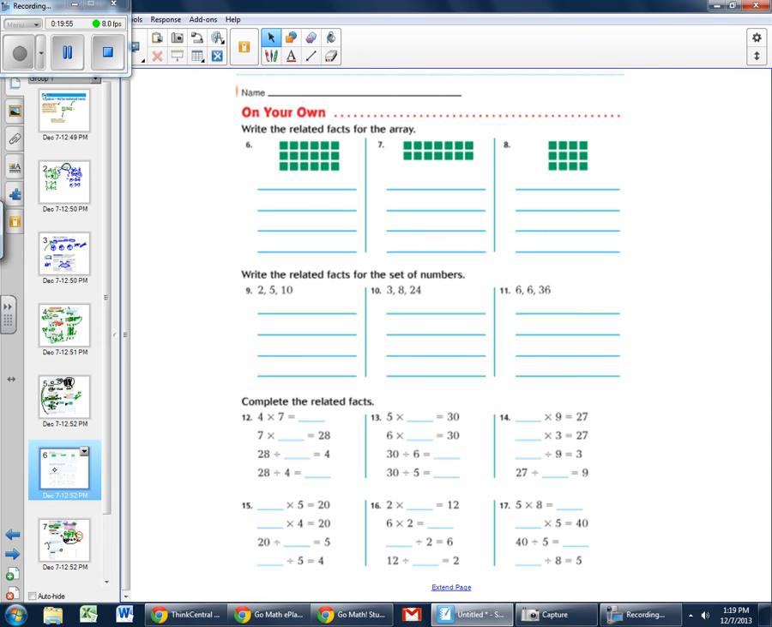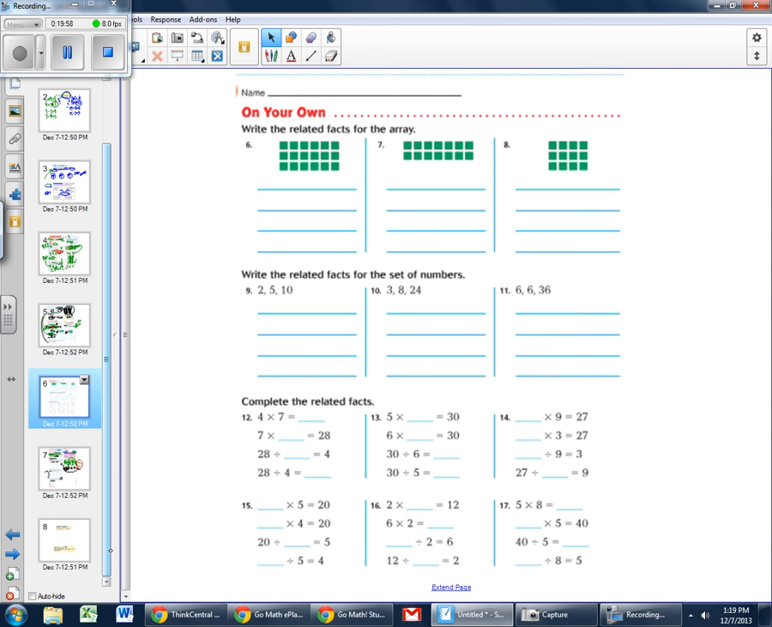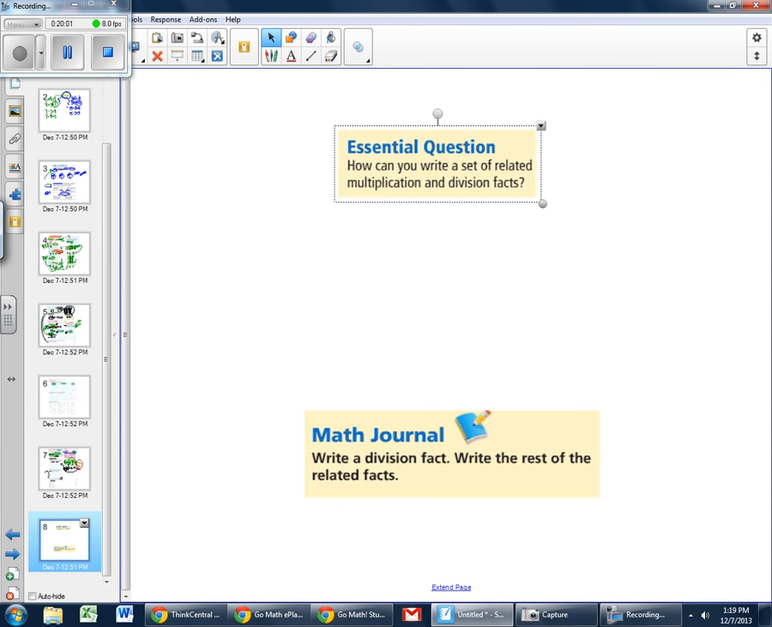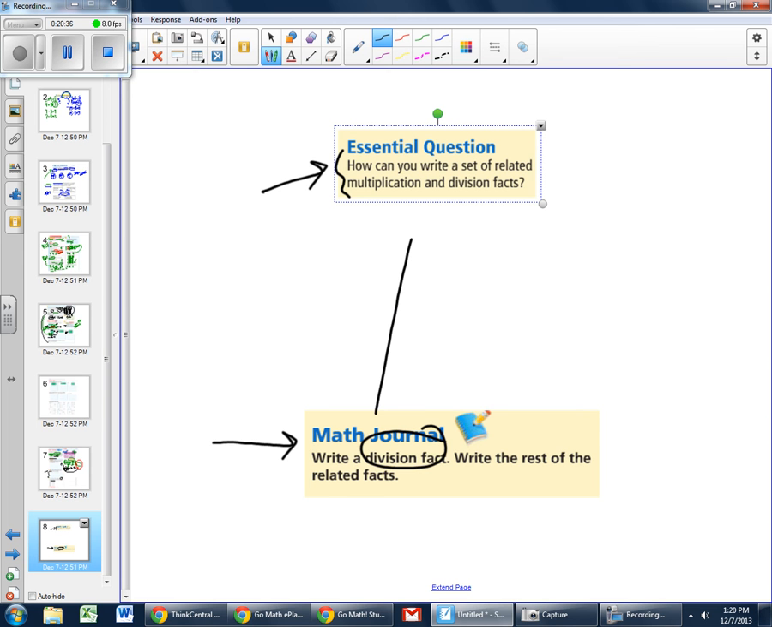You're going to go back one page and complete the on your own page. Then you're going to go into your math journal and look at that essential question. How can you write a set of related multiplication and division facts? So you're going to copy this section into your journal, and then you're going to tell me by showing me how to write a set of related multiplication and division facts. Then draw a line across your page. Math journal prompt, write a division fact, and then write the rest of the related facts. So this division fact is going to be different from one that you write here.